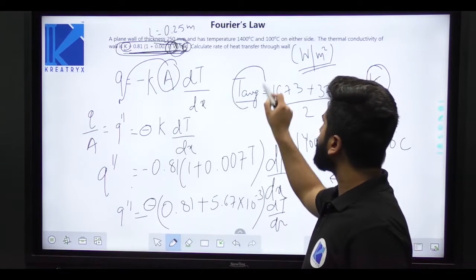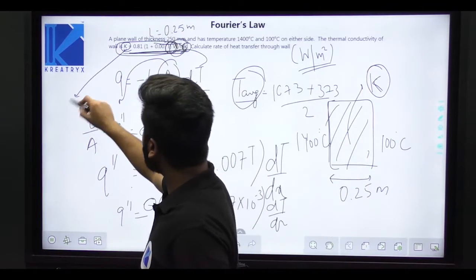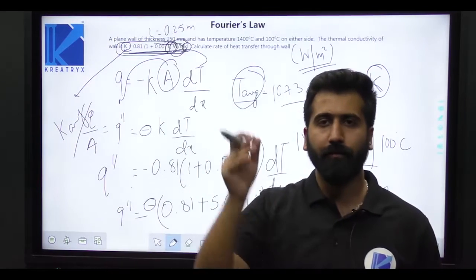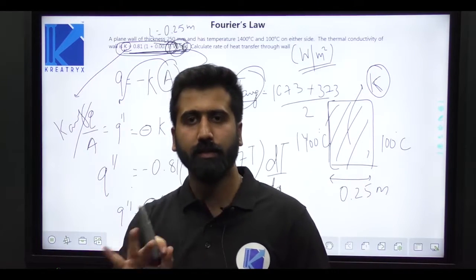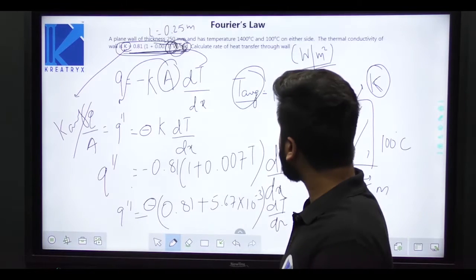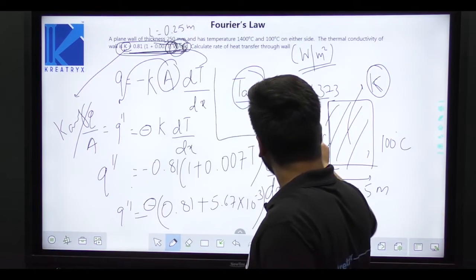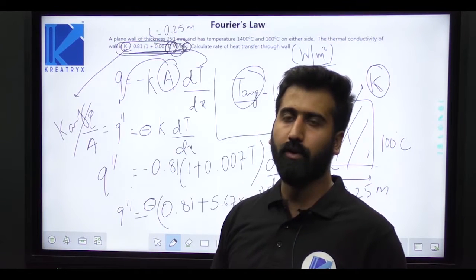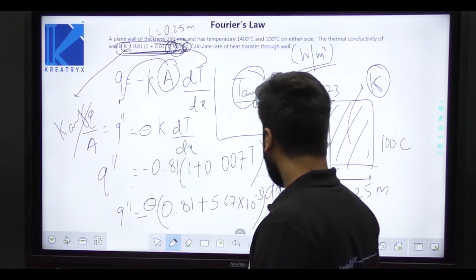So when you put T average here, what will you get? You will get k average. Now directly put the value in Fourier's law and you will get the answer. This is the short trick of this question. So I have explained this conventional method first to give you an insight of the concept, and I have also told you the short trick.